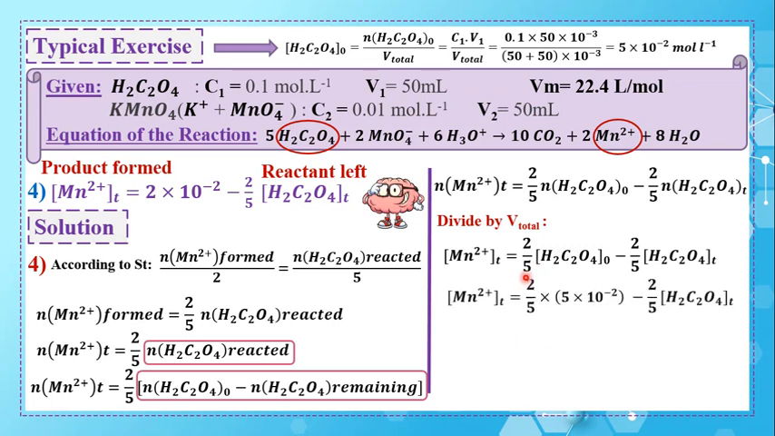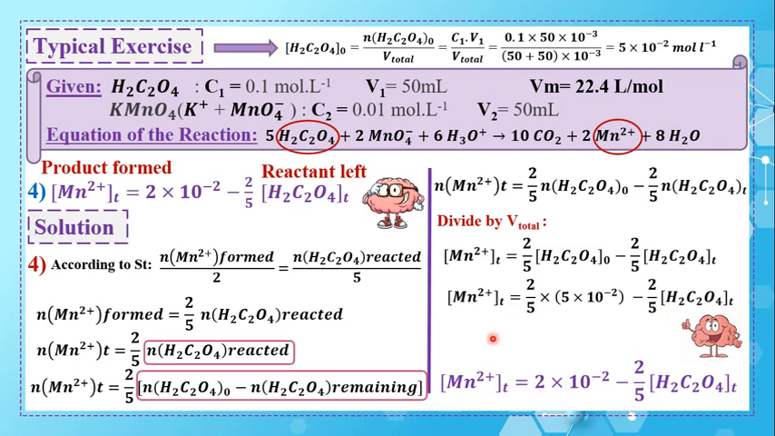Let's put it. So 2 over 5 times 5 times 10 to the power minus 2. We simplify by 5. So we will get 2 times 10 to the power minus 2 minus 2 over 5 H2C2O4 at instant T. This is the last relation for today. We came to the end of our video.